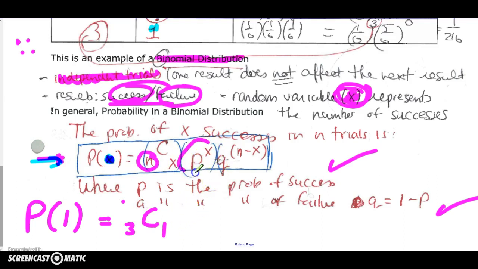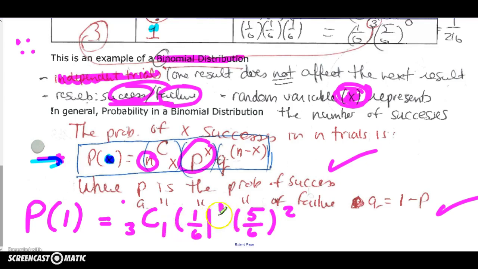P is the probability of success, and we said that success is rolling a double. We've defined it that way. And there's a 1 in 6 chance of rolling a double. How many times do I want that to happen? Just the 1, right? Because that's what I'm figuring out here. P(1) is 1 double, okay? And then that means if I succeed once, I fail twice. Okay, so that's all we can do in this part of the course: succeed or fail.